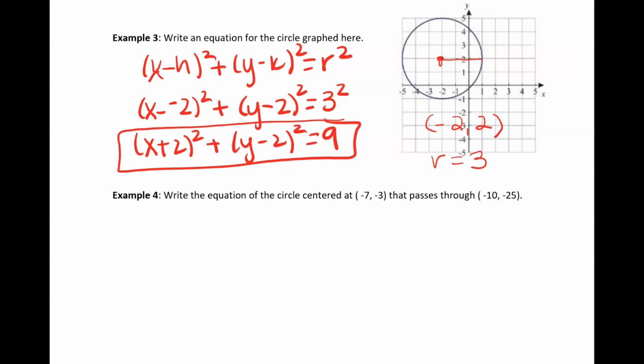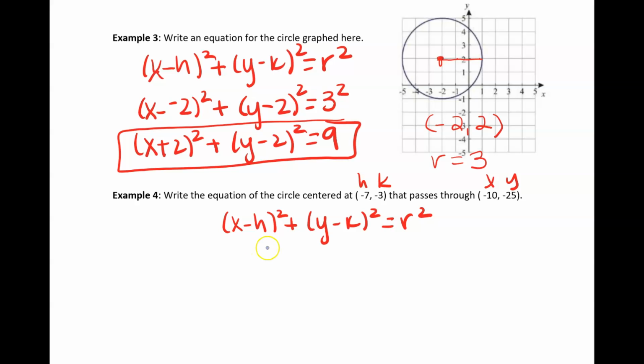Write the equation of a circle centered at -7, -3 that passes through this point. So with this one, we aren't given the radius, we're given other variables. And so here's h, k, here's just another x, y value. And so we're actually going to plug in everything we know and see what's left. So again, I'm going to write my formula: x minus h squared plus y minus k squared equal to r squared. I'm going to plug in everything that I know.